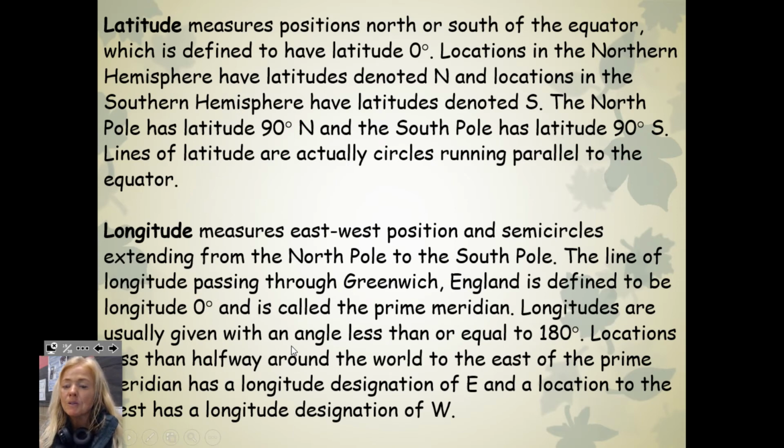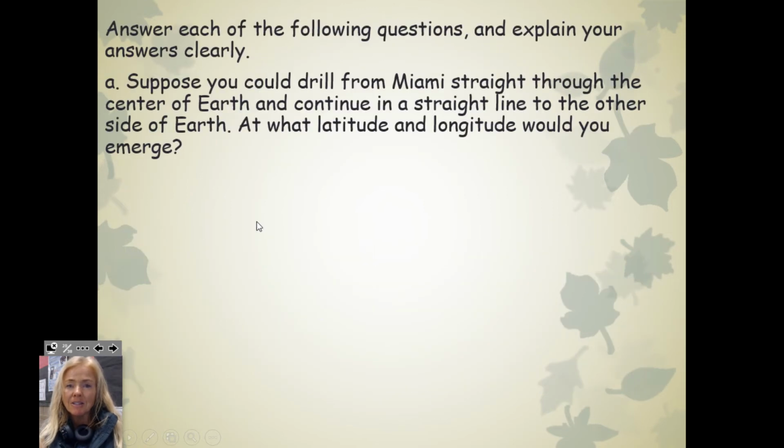Longitudes are usually given with an angle less than or equal to 180 degrees, and locations less than halfway around the world to the east of the prime meridian have a longitude designation of E, and a location to the west has a longitude designation of W. So that's just basic information about latitude and longitude.